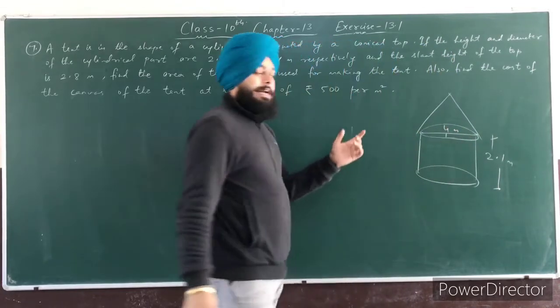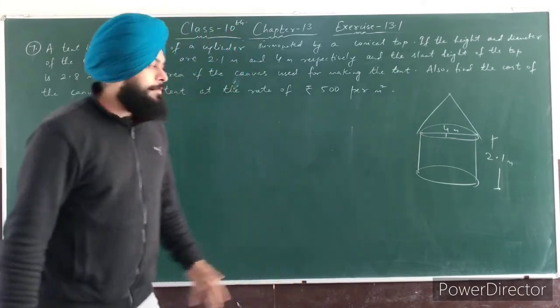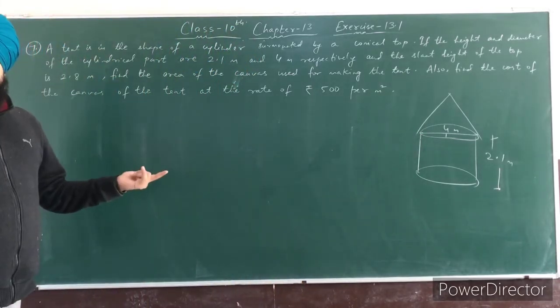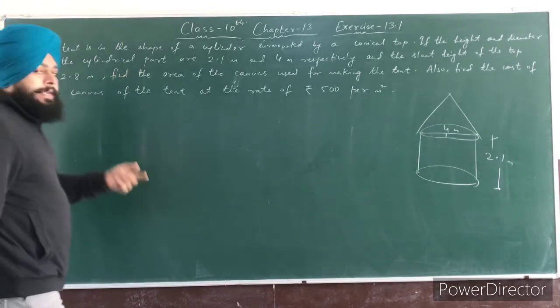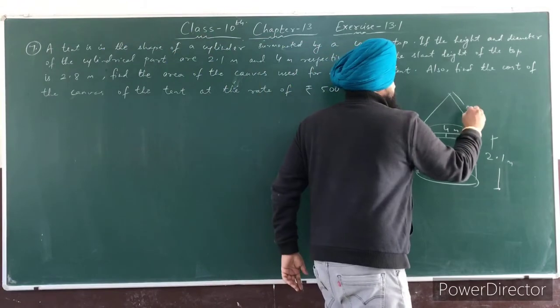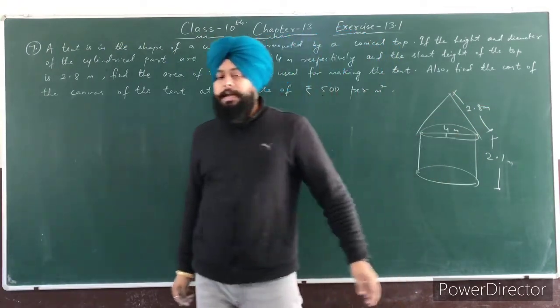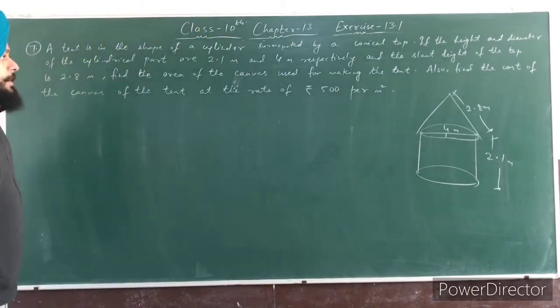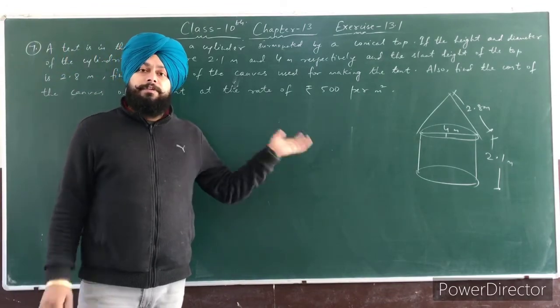It means the diameter of this cylindrical part and the conical part is the same. If the diameter is 4, then the radius is 2 meter. And the slant height of the top is 2.8 meter. It means the slant height of this cone is 2.8 meter. So we have to find the area of the canvas used for making the tent. So we have to find the total surface area of this tent.